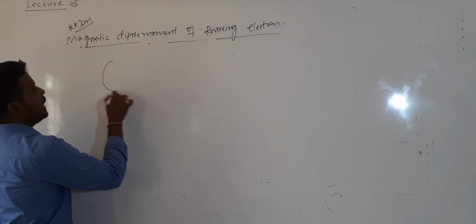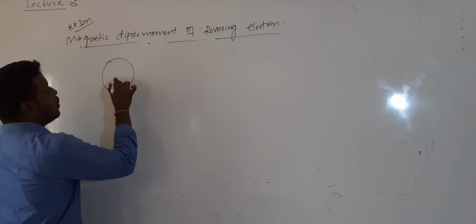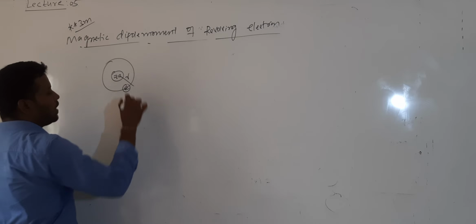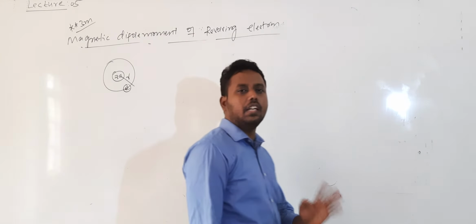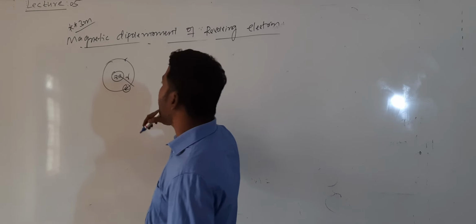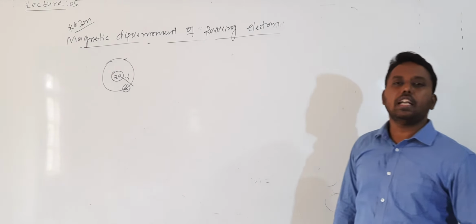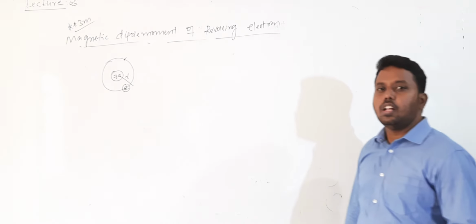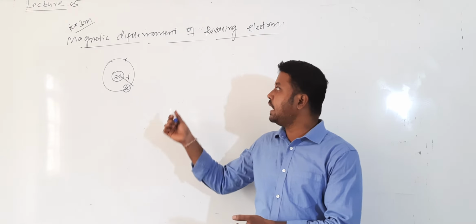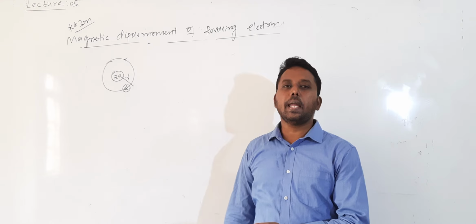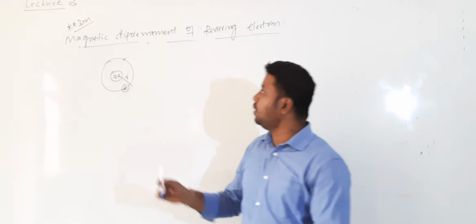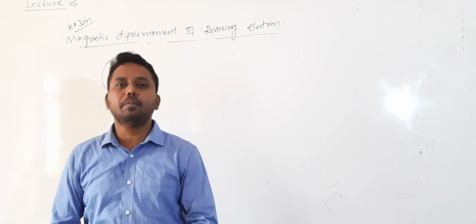Let us consider an electron of charge e revolving around the nucleus of charge Ze in a circular orbit of radius r. Suppose this electron is rotating either clockwise or anti-clockwise. Whenever a charged particle is in motion, it produces current. When current is looping, a magnetic field and a magnetic moment will be there. I want to obtain the expression for that magnetic moment.